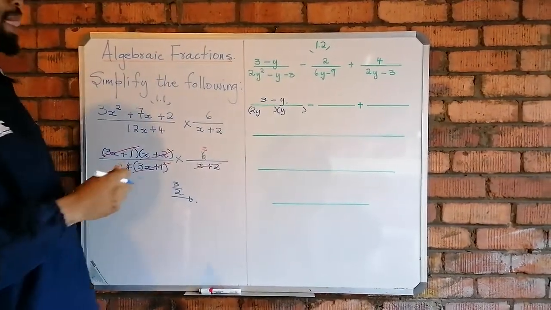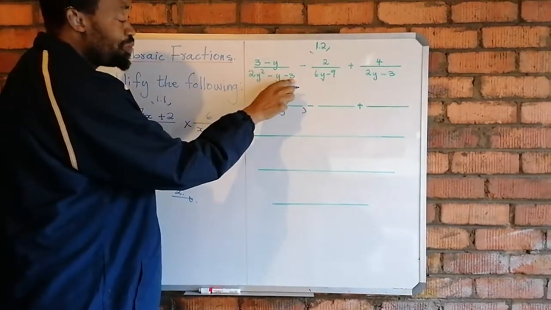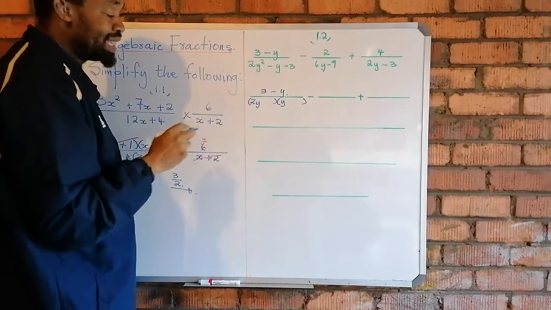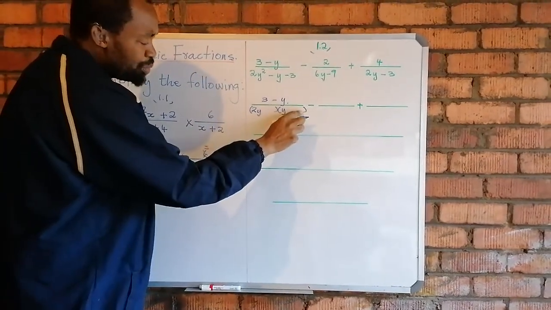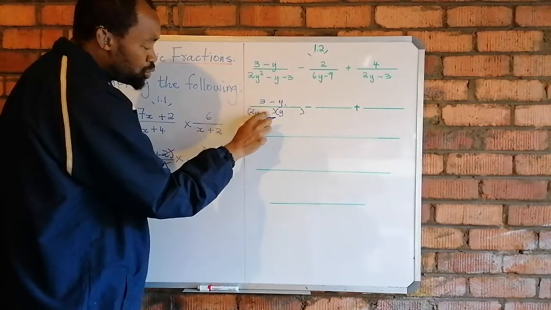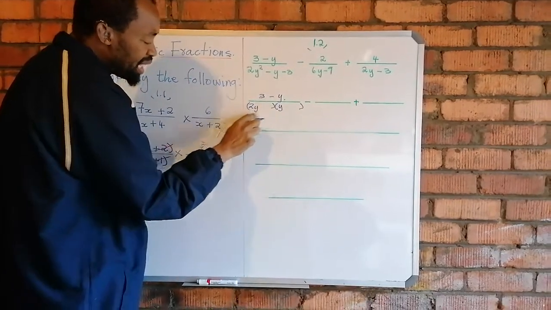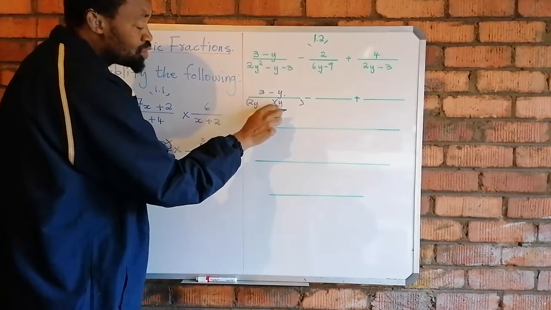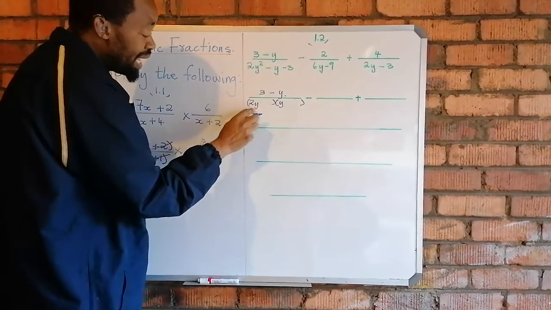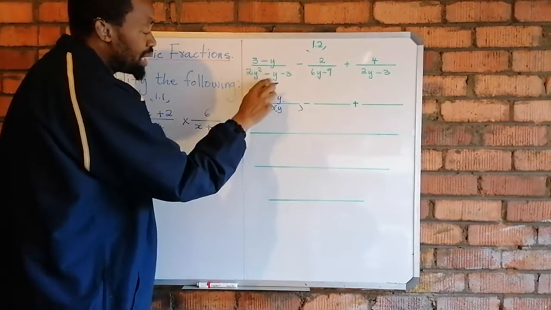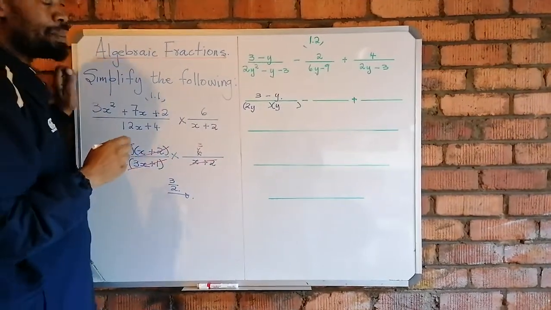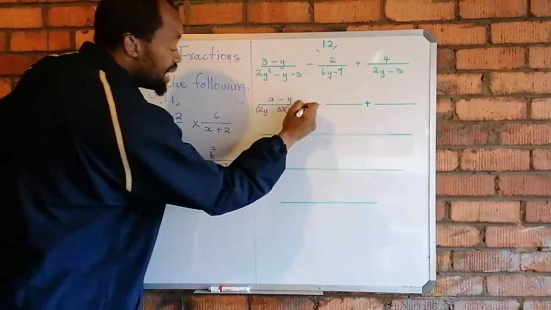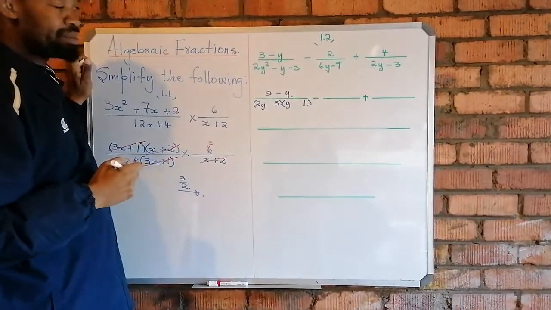We know that the factors of 3 are 3 and 1 or 1 and 3. But now, if I put 3 there and put 1 there, it would be 3 times 2, which is a 6, and 1 times y, which is a 1y. A 6y and a 1y won't give me a minus y. That is why I'm going to put 3 here and put 1 there.